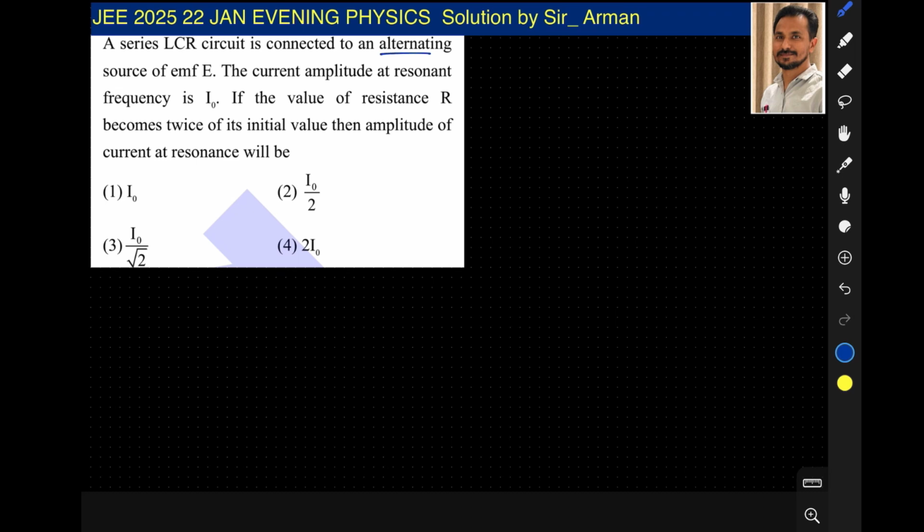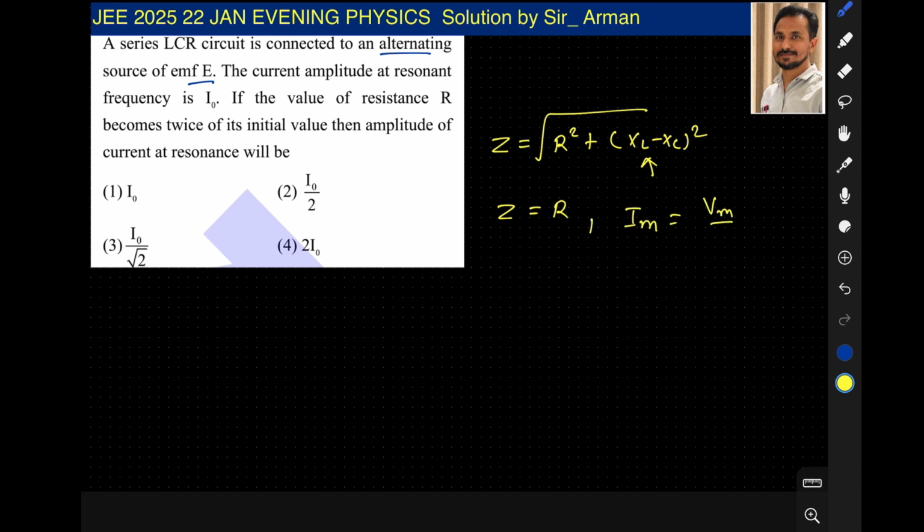A series LCR circuit is connected to an alternating source of EMF E. The current amplitude at resonance frequency is I0. If the value of resistance R becomes twice its initial value, then what will the amplitude of current at resonance be? See, you should know one thing: Z is the impedance, given by the equation Z equals root of R square plus (XC minus XL) whole square. At resonance, the reactance part becomes 0, so Z equals R, and the maximum current is Vm by Z, so it is Vm by R.